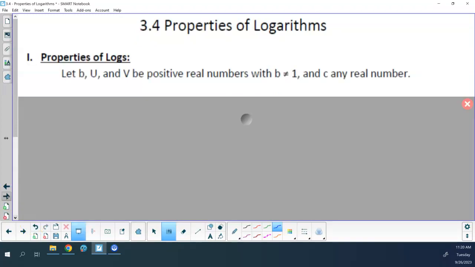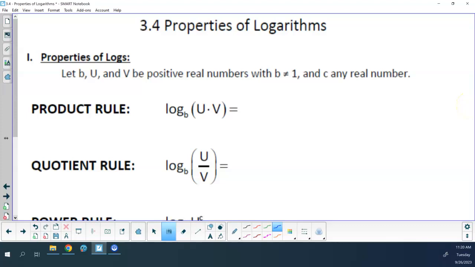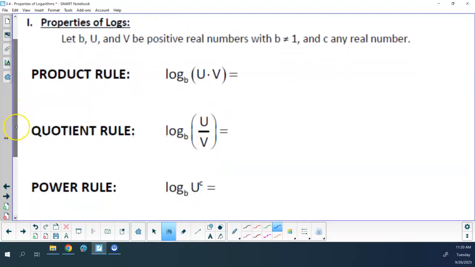Now we have 3 properties of log: the product property, quotient property, and the power property. All three are great. But with logs, just so you know, the base of your log can't be 1. It's got to be positive, and everything else has got to be positive. All that fun stuff. So here they are.